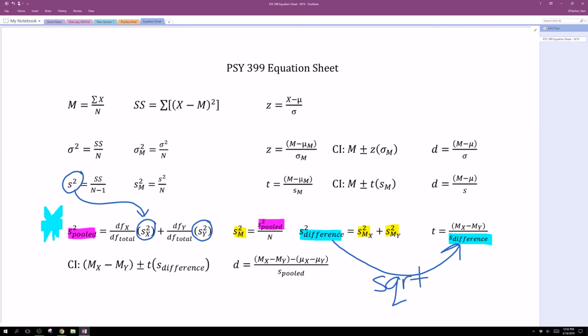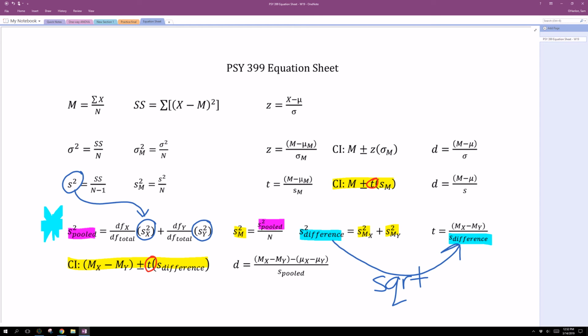Okay. Now the confidence interval is very similar to the one we saw before. So here's a confidence interval. Here's a confidence interval. Now, as with the previous one, T is not calculated. This T is your critical T-score from your lookup table. Okay?